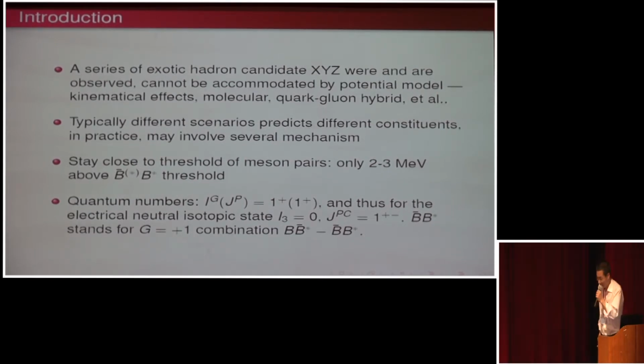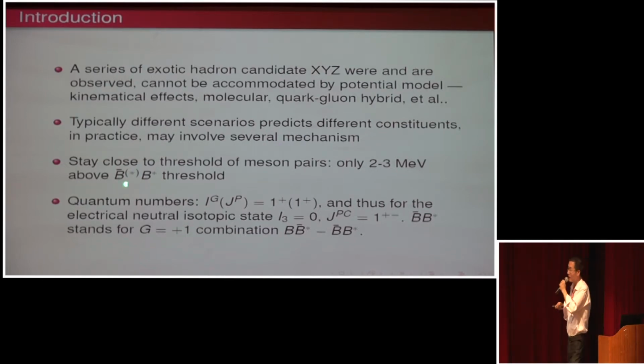So many scenarios have been proposed, like the molecular, hybrid, or kinematic effects. And the most prominent one may be the molecular states, because we notice that these XYZ states typically stay close to the threshold of meson pairs, around 2 or 3 MeV. For example, the ZB is above the B B-bar threshold. So in principle, the effective range expansion works.